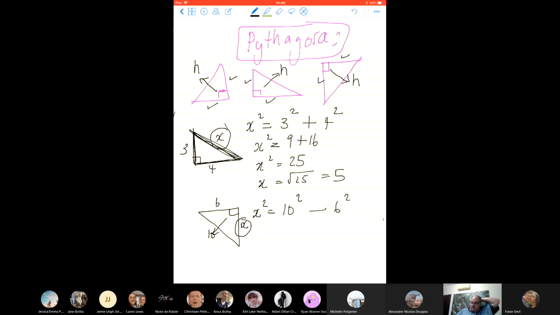So you need to know which side is the longer side, and you need to know when to add and when to subtract. You only add when you find the longer side, and you subtract when you find one of the shorter sides. So from here, I'm going to have x squared is equal to 100 minus 36, and I'm going to get x squared is equal to 64. And then, to get rid of the square, I'm going to have x is equal to the square root of 64, which is equal to 8. So that in a nutshell is Pythagoras.